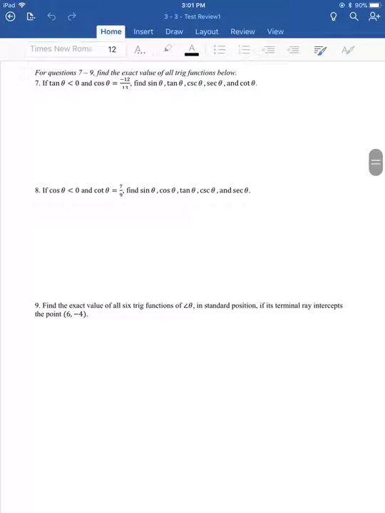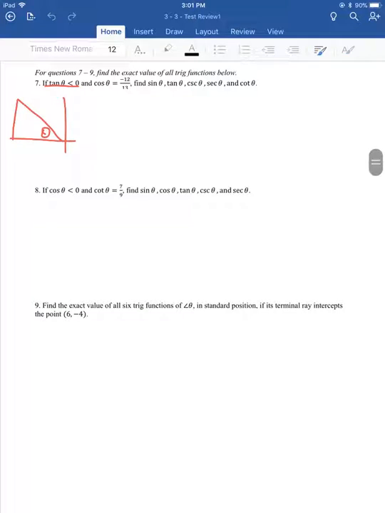So we need to be careful with this first part of information. This tangent of theta is less than 0. That means that tangent is negative. So I either have to be in quadrant 2 or quadrant 4. Because here cosine is also negative, that means I'm going to be in quadrant 2. Okay, so I draw my angle. It's a reference angle in here.